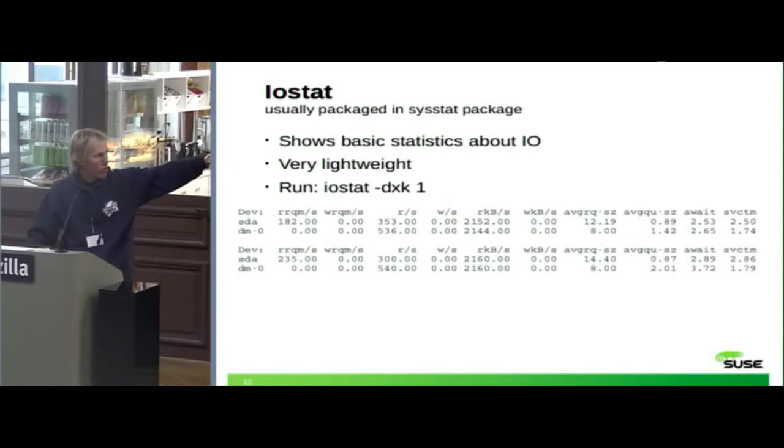The further two columns show number of reads per second, number of writes per second, and how many kilobytes were read and written per second. Then average request size, that's in sectors, so we can see that there were like six kilobytes in each I/O request for the SDA device, and 4 kilobytes for the DM device.